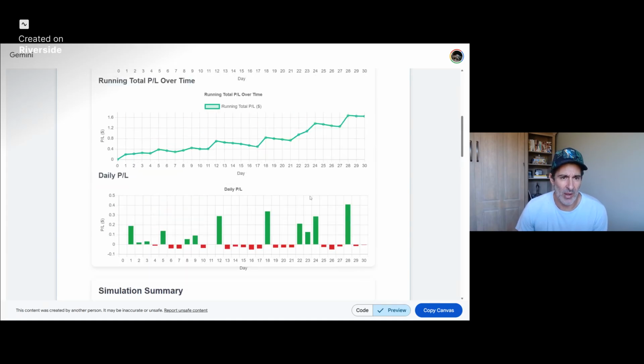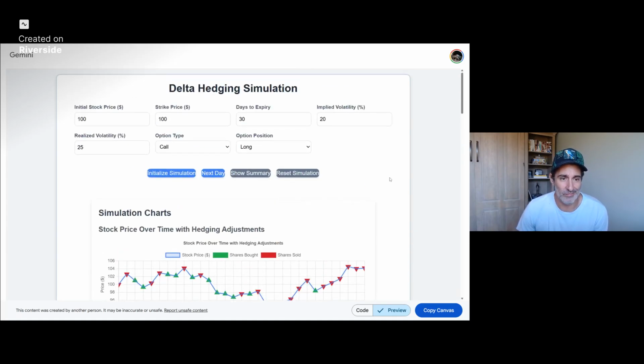Anyway, that's basically just me narrating how this works. You can feel free to do this yourself. You could switch to just a long option or short option, and you can really start getting a feel for things by changing the implied vol and the realized vol and seeing how these things interact with each other. You could change the days to expiration, whatever you want to do.